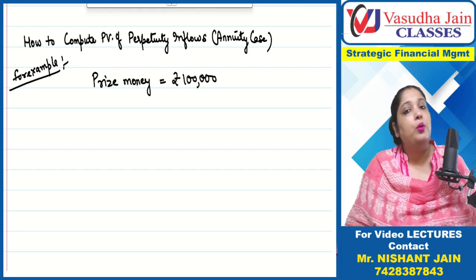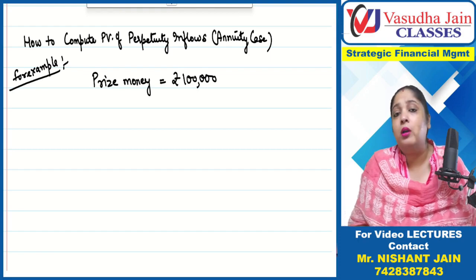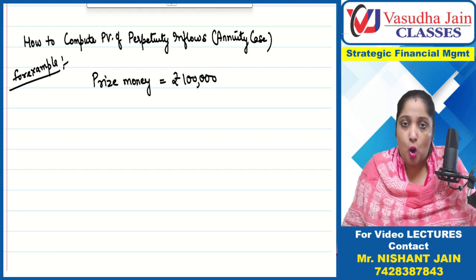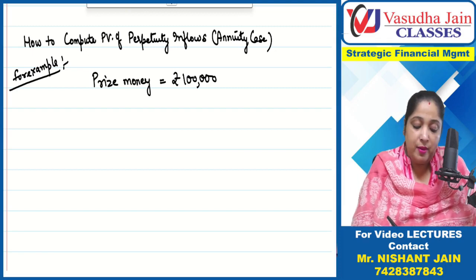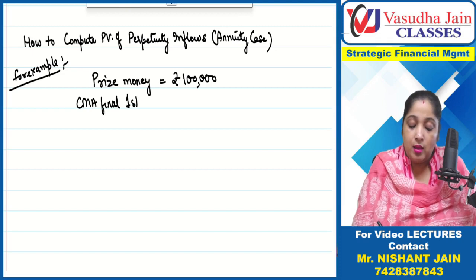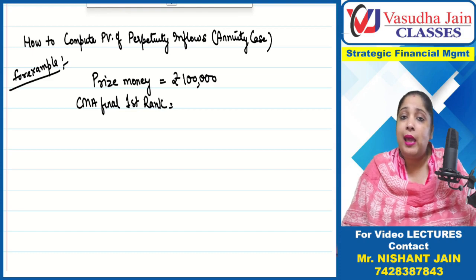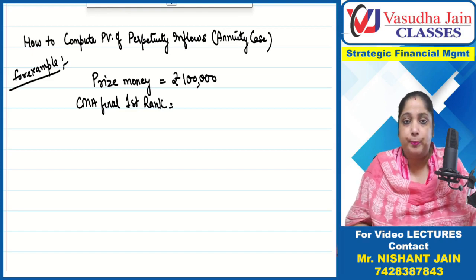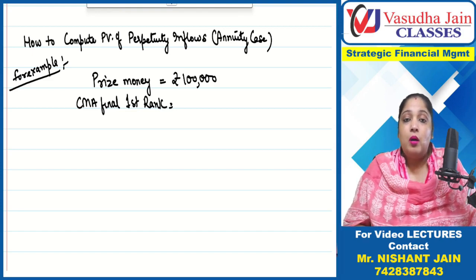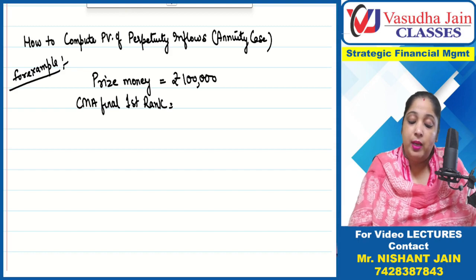This year I want to give prize money of 1 lakh, and I want that whichever student gets first rank in CMA final exams, that student should get 1 lakh rupees from me. Every year I want to do this announcement and distribute this prize money. Till the time I'm alive I will be doing this.